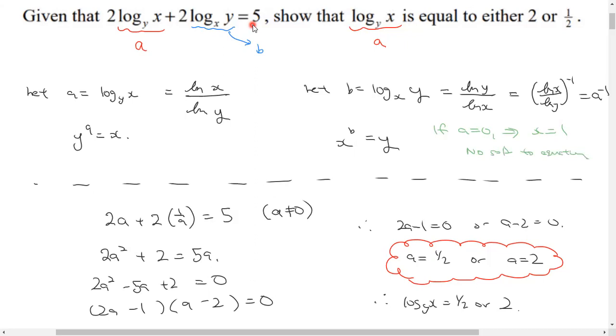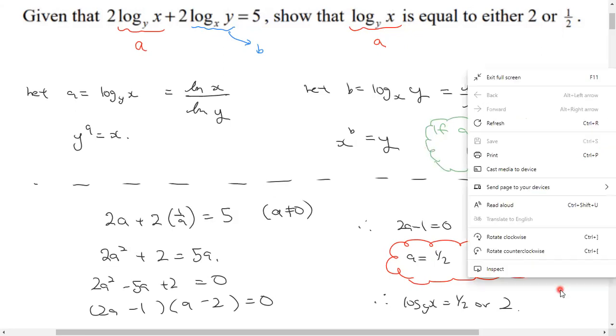So indeed, they probably don't need you to check that, but we have checked it. In this case, there are no further solutions there. And so it indeed is just 2 or a half. And that's how you do the question.